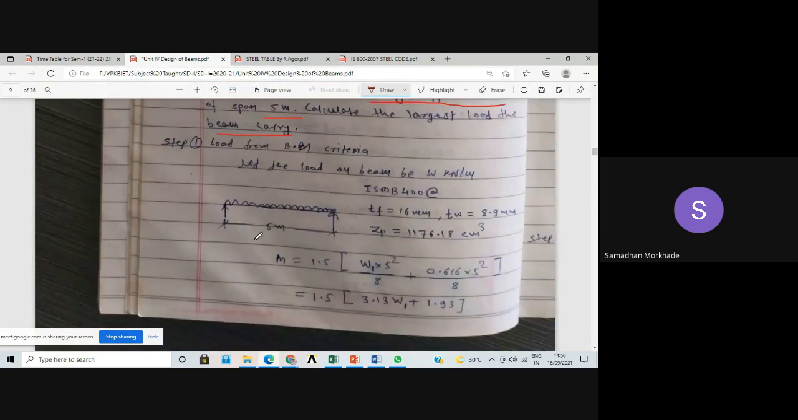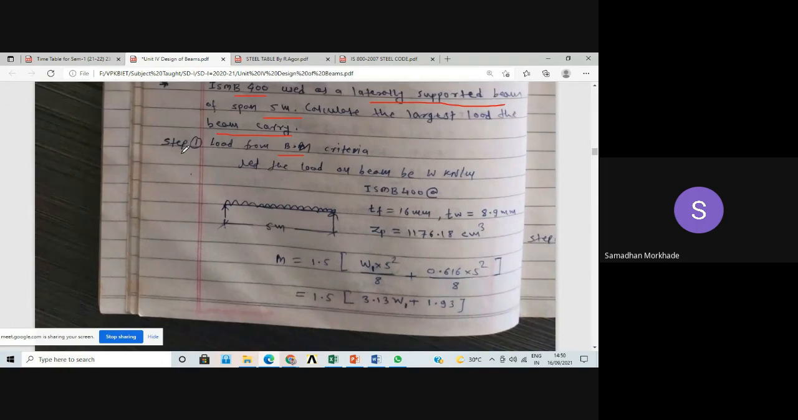So how to calculate? We are going to follow three cases. Case 1, load from bending moment criteria. Case 2, load from shear force criteria. Case 3, load from deflection criteria. We will get three values of the load, and out of those three, which value will be the design largest load, we are going to discuss.